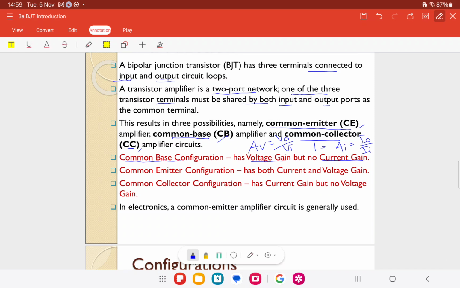Sebab tu dia tak ada gain. Dia bukan 0 because kalau dia 0, if you want to get AI 0, maksudnya it is either I out ataupun I in yang 0 kan. So dia tak boleh 0. Meaning that AI kalau no current gain, it is unity value. So kalau current input 5, current keluar pun 5.